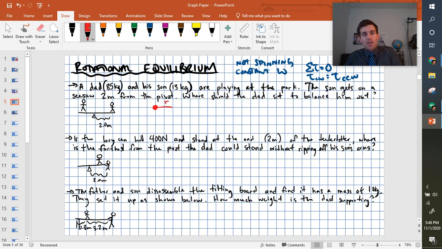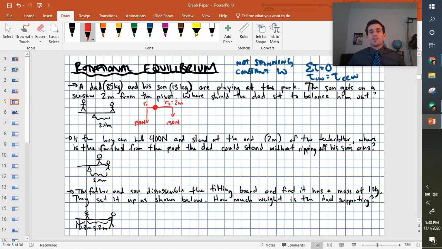And I'm going to say, way out here, this is the son. I'll call him R2, which is 2 meters. And he's applying a force that is 130 newtons. That's the force of his weight, m times g. On the other side, at some smaller distance, it's not to scale, but we know it's smaller, R1, the dad's going to sit, and he's going to apply his greater force of 850 newtons.